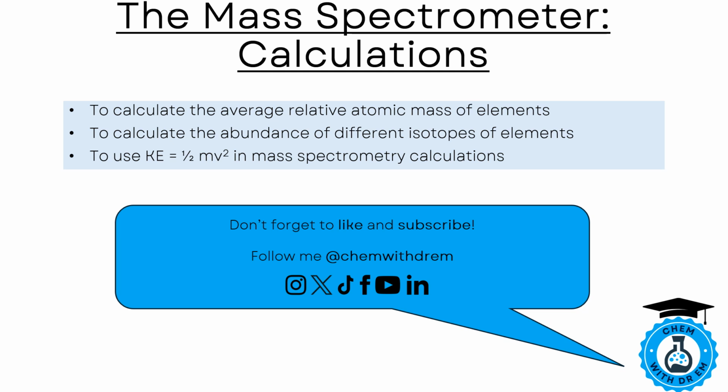In this video we're going to look at calculations related to mass spectrometry, where we're going to calculate the average relative atomic mass of elements, calculate the abundance of different isotopes of elements, and use the equation KE equals 1/2 mv squared in mass spectrometry calculations. I've discussed the theory behind how a mass spectrometer works in an earlier video, so please look out for that one.